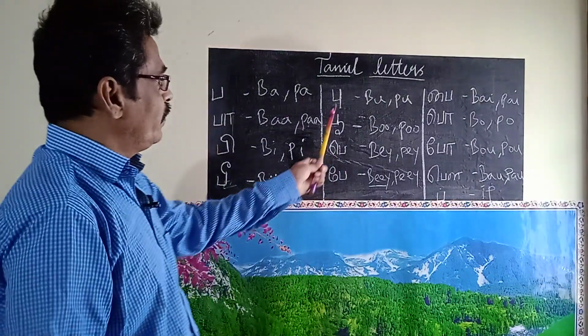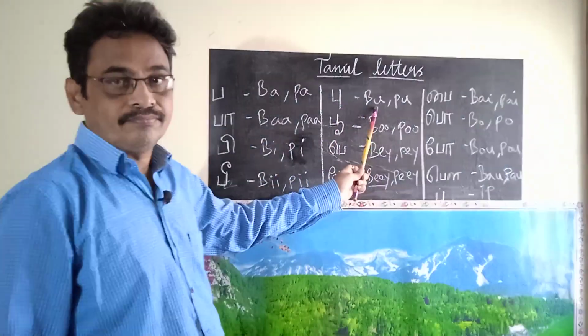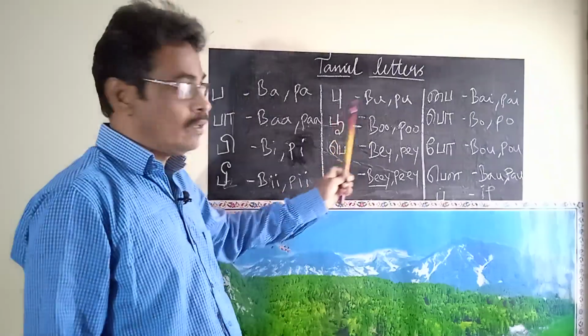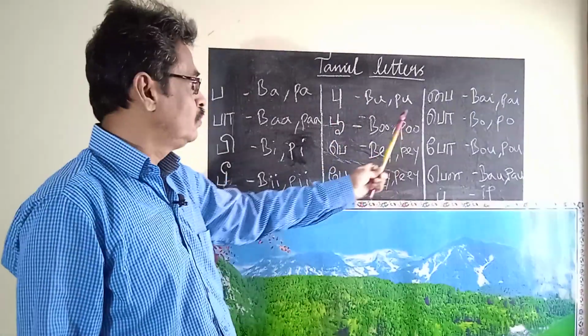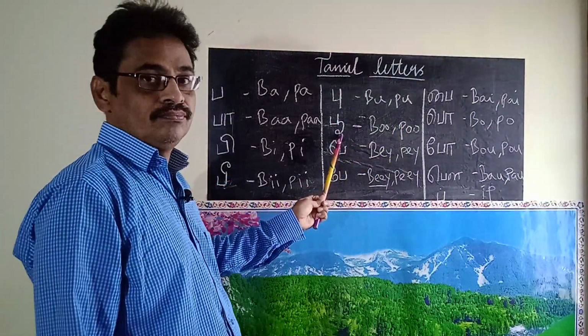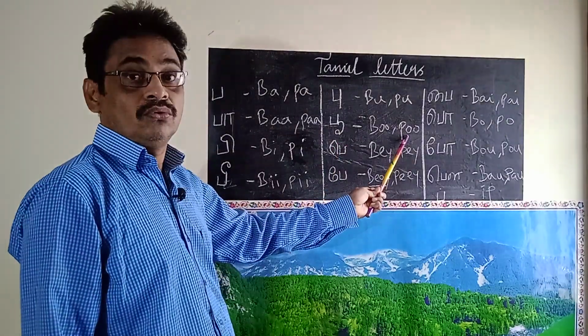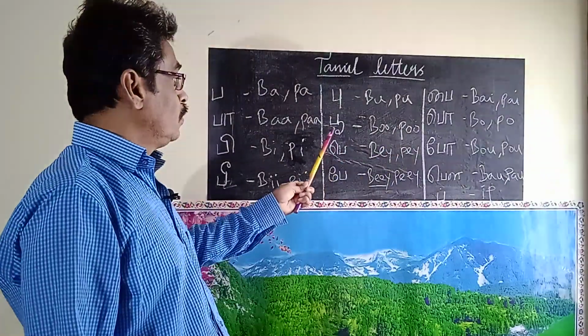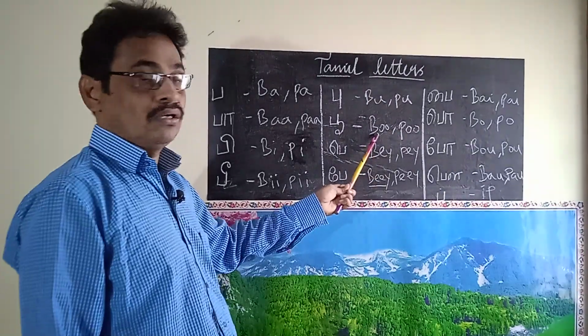Understood? Now here, bu, bu. Pu, bu, pu, bu, long pu.